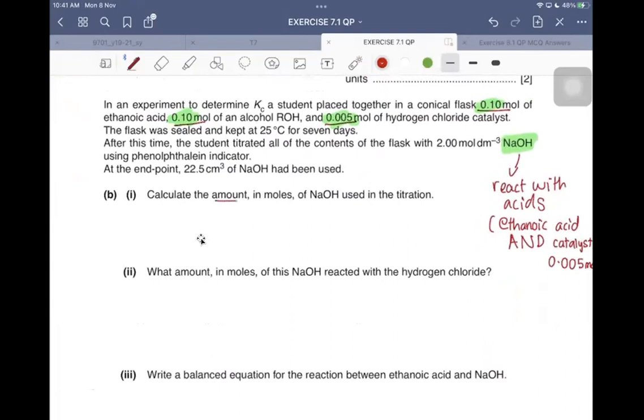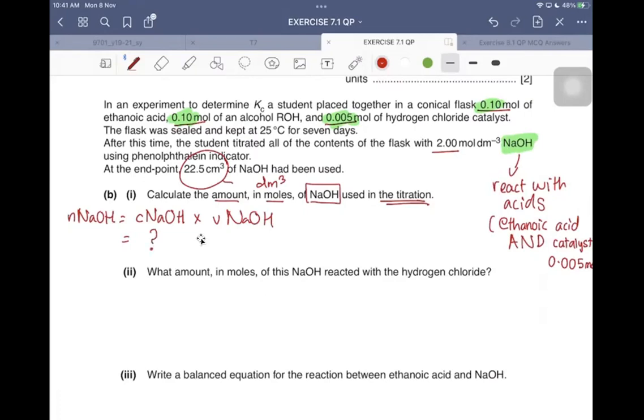Calculate the amount in moles of sodium hydroxide used in the titration. Okay, so I know the concentration of sodium hydroxide. So number of moles of sodium hydroxide is equals to concentration times volume. So I'll leave you to that. Make sure your volume is converted into dm³. All right. So then you get some value.